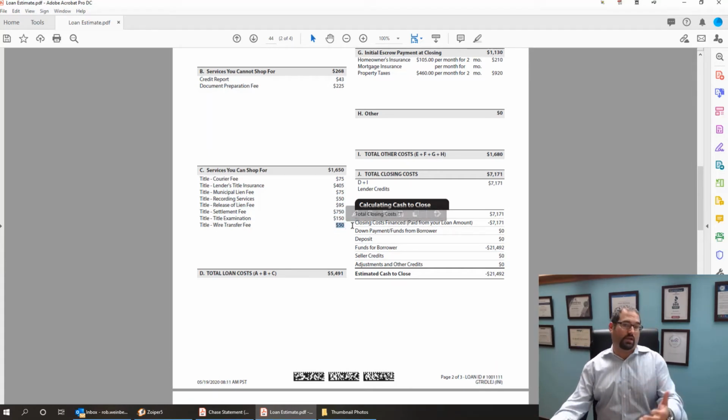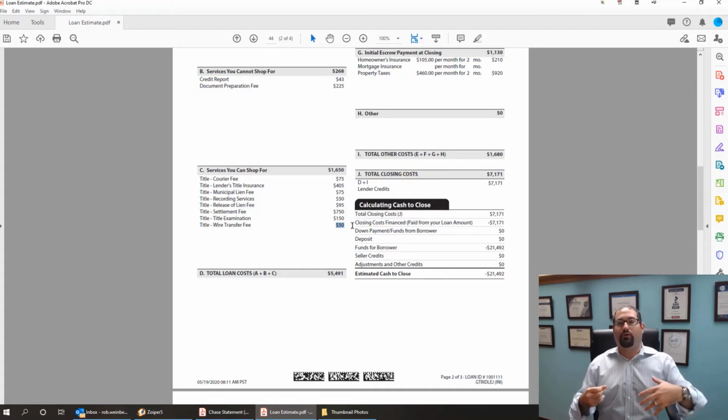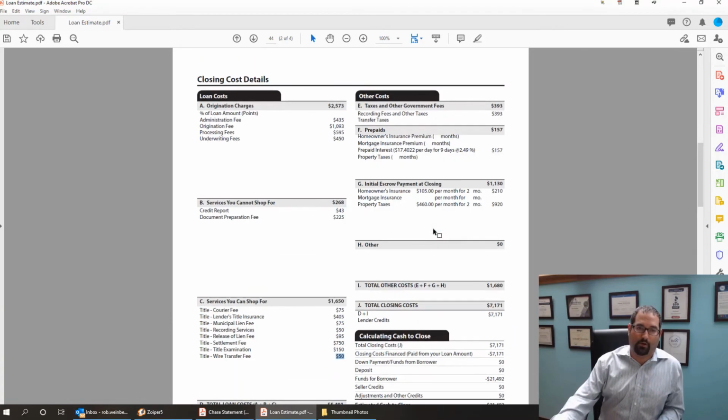So there's always going to be, especially on a refinance, a fee for them paying off your current loan. They're going to need to send a wire transfer to do that. That could range anywhere from maybe $50 to $100, depending on your provider and their bank. So those are the fees on the left. Those are the loan costs.